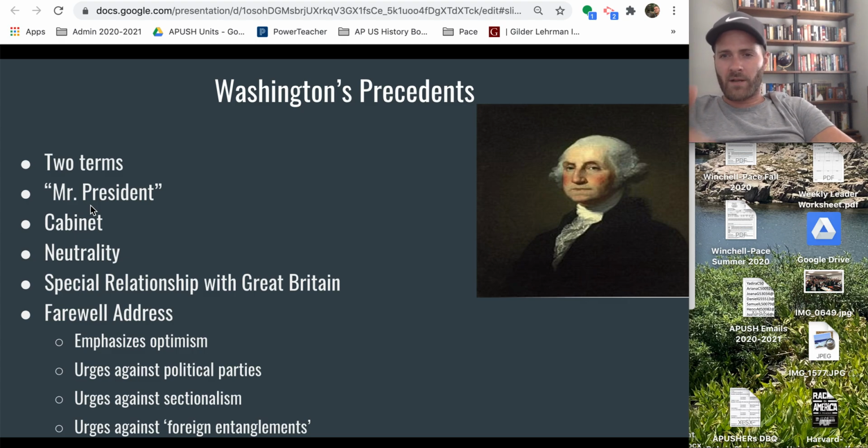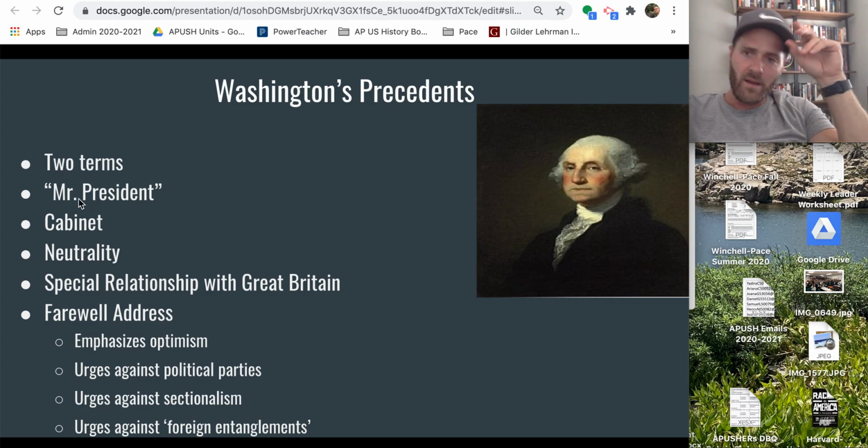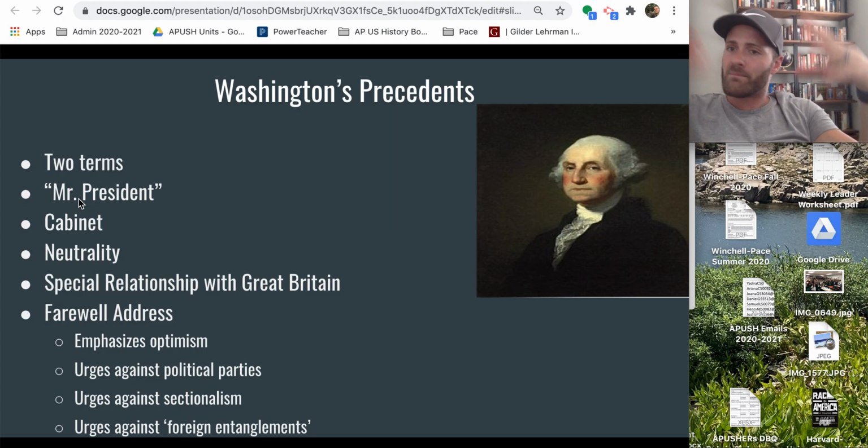Now, some Federalists who are in favor of elite-type rule are going to argue that he should go by something like His Excellency the President of the United States, some dramatic title. And Washington's like, no, we're not playing that game. Mr. President is fine, which does, of course, make the president seem more approachable and less on a pedestal like a king would.